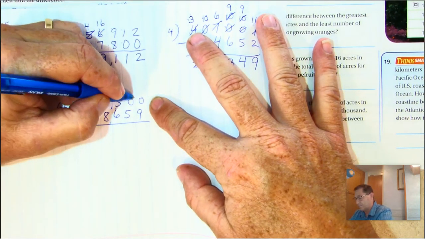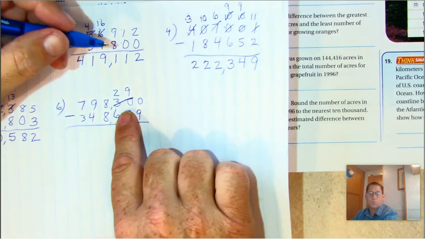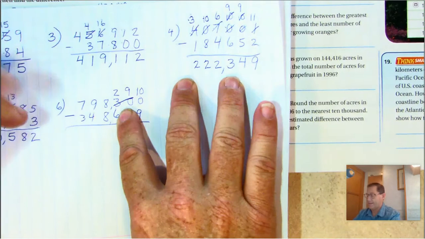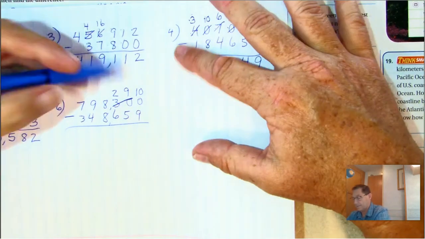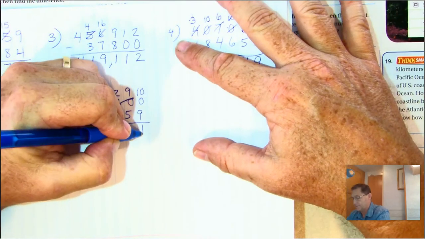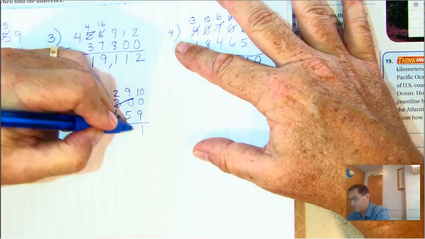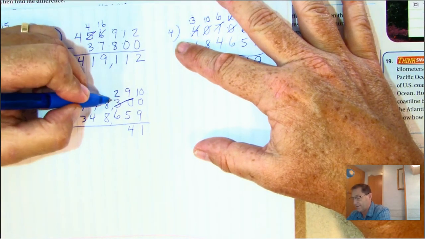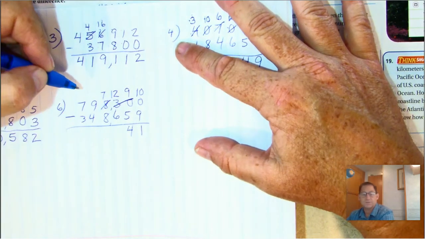And so we could borrow one of the 10s from the 30 10s and rename it as 29 10s and 10 ones. 10 take away 9 is 1 one. 9 10s take away 5 10s is 4. 200s take away 600. We can't do that, so we're going to rename the 8,000s as 7,000 and 12 10s.